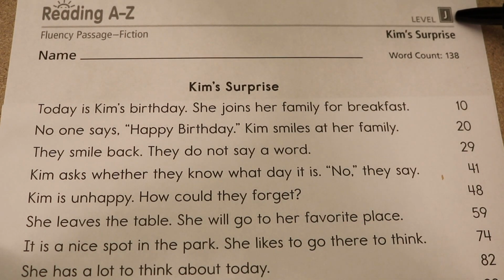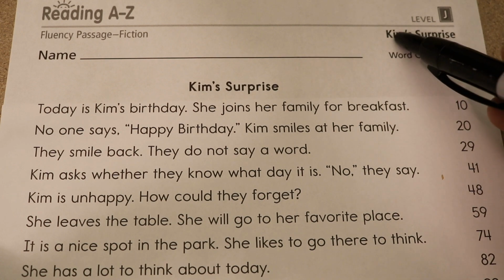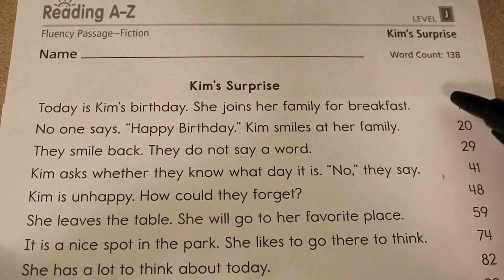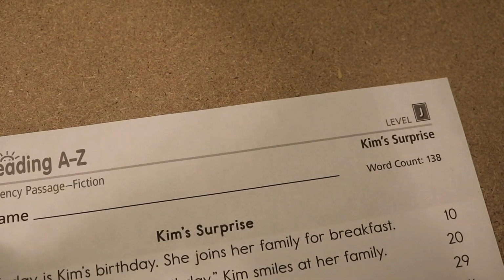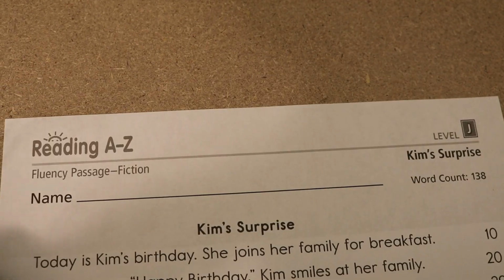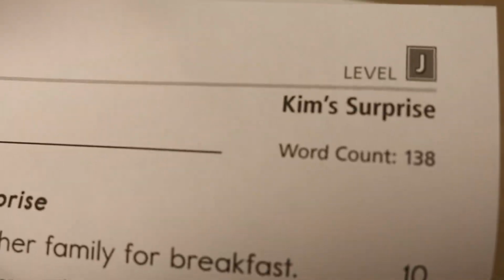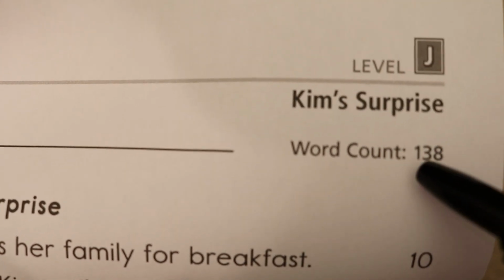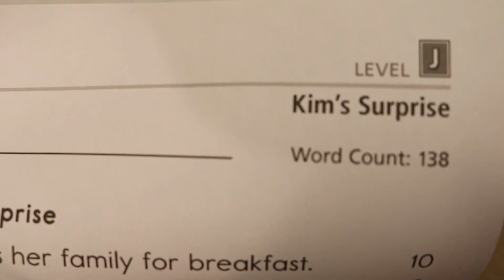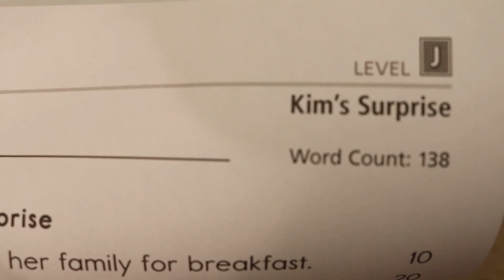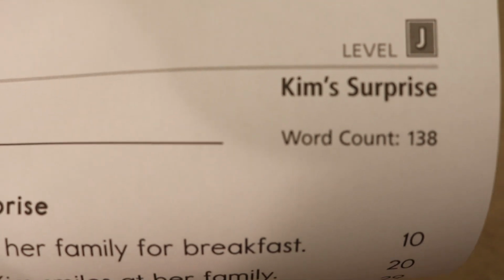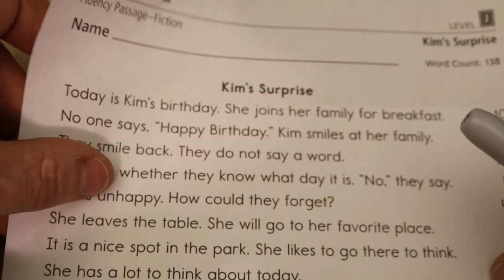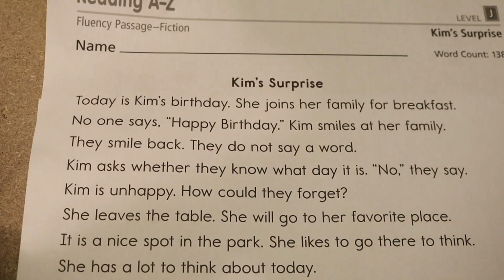So as you can see here, this is a level J passage. And on Reading A to Z, they have their own leveling system that correlates with the Lexiles, with the Fountas and Pinnell levels. But what I want to show you up close is that these passages come with a word count. For example, this one here is 138 words. So that's the number of words that are found in the passage for this particular level. Now, as the levels go higher, the word count tends to increase. You will not find 138 words for a level F or a level G passage.